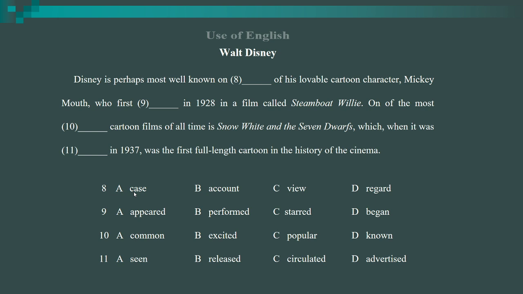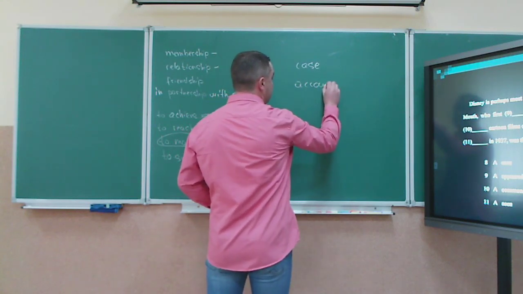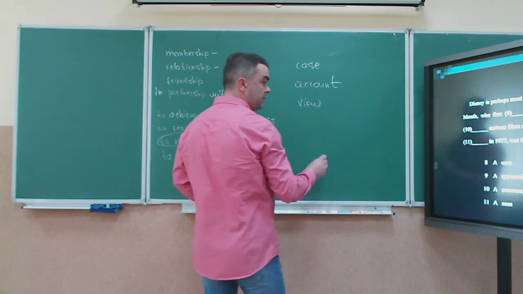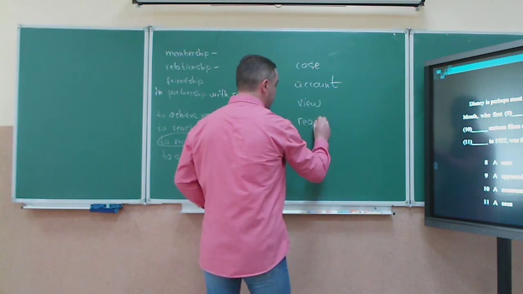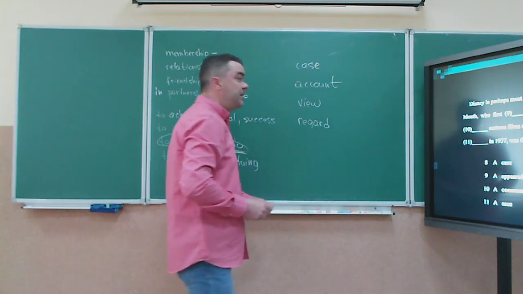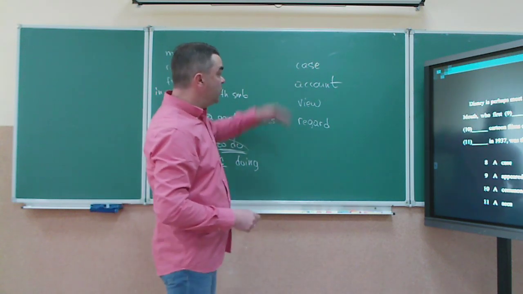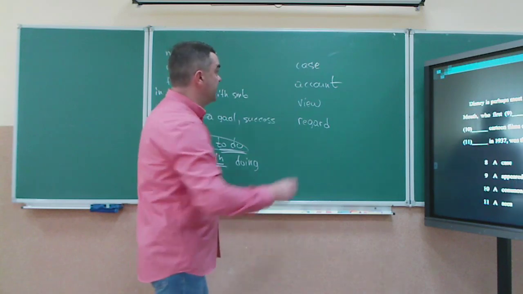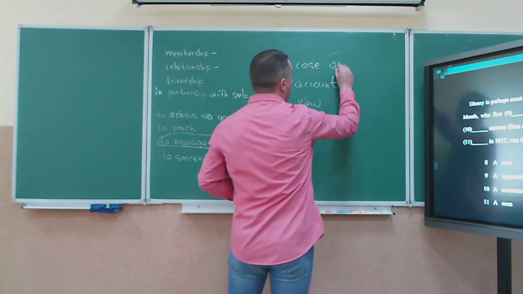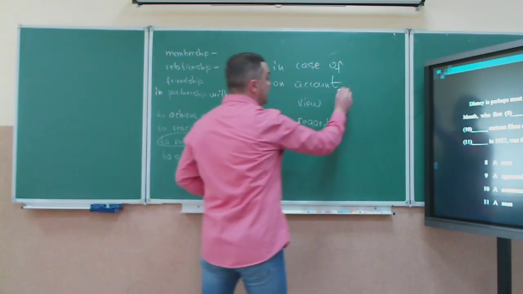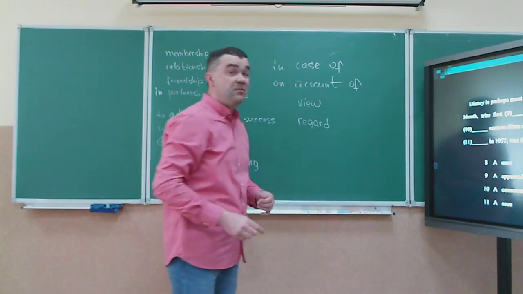Here we have 4 variants: case, account, view, regard. The most important thing here is that we have prepositions, and these words are used in different expressions. For example, in case of, it means if something happens. On account of, which means because of.